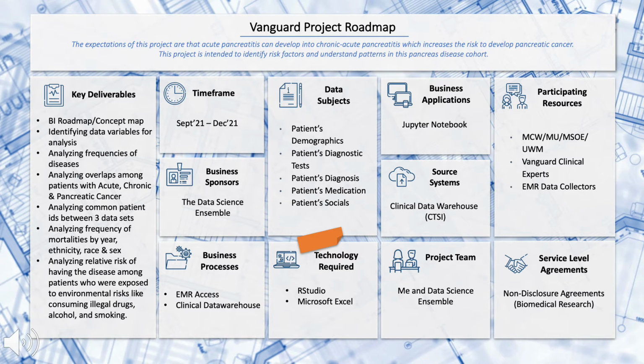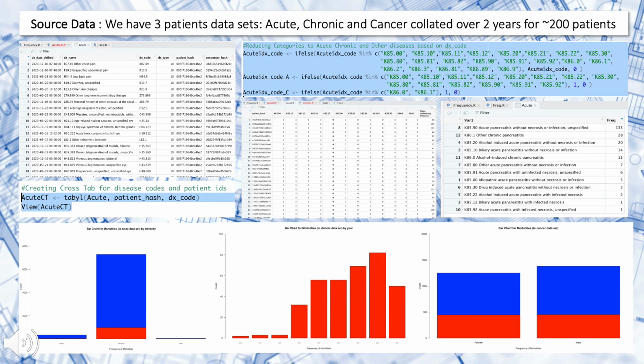Source system is the Clinical Data Warehouse, CTSI, and the service level agreement was a course in biomedical research which has been successfully completed. So this data source has been retrieved from a clinical data warehouse, CTSI, which requires secure access, and we have three patient data sets, acute, chronic, and cancer, collated over 2 years for approximately 200 patients. Each data set has 6 tables.